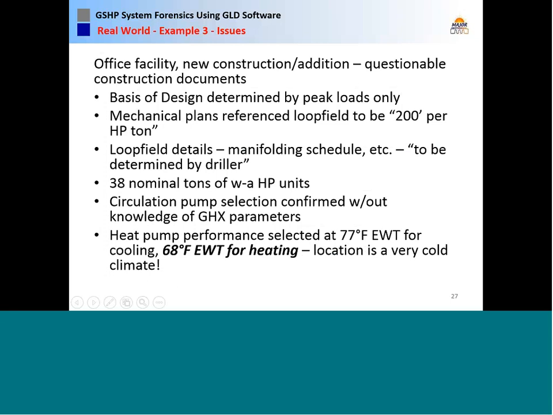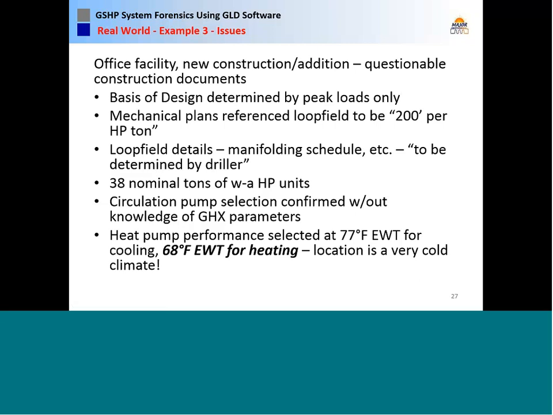So let's move on to example 3. This was also an office facility, a new construction addition. We had very problematic or questionable construction documents. It was a peak load only on a commercial facility. The mechanical plans actually referenced 200 feet per heat pump ton for the so-called loop design. Loop field details, manifolding schedule, etc., were noted to be determined by the driller.